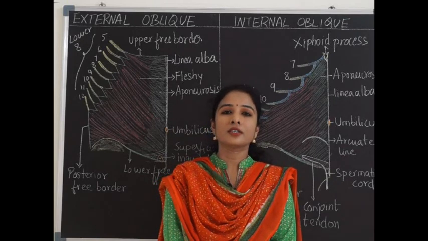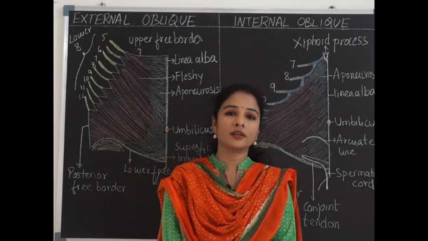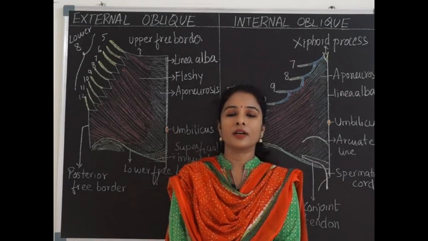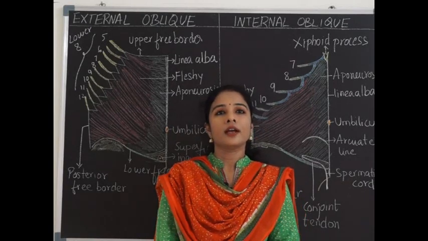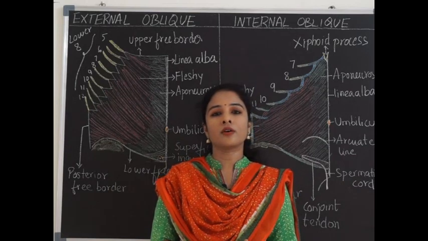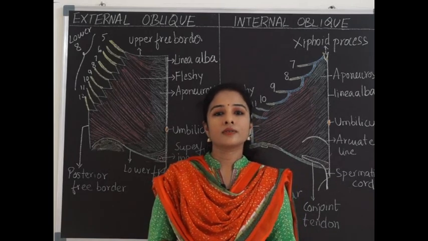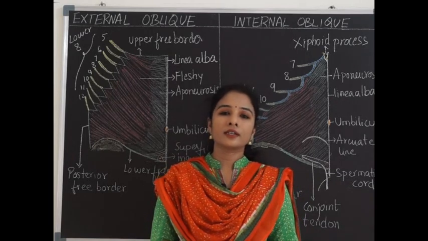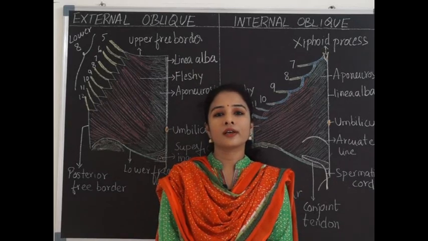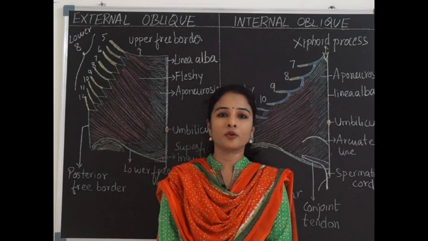In my previous session, we have learnt about the skin and superficial fascia of the anterior abdominal wall. And today we shall continue with the muscles of the anterior abdominal wall. The anterior abdominal wall is majorly formed by four muscles which are called external oblique, internal oblique, transversus abdominis and rectus abdominis muscle. And there are two small muscles which are called cremaster and pyramidalis, which are also included under the anterior abdominal wall.